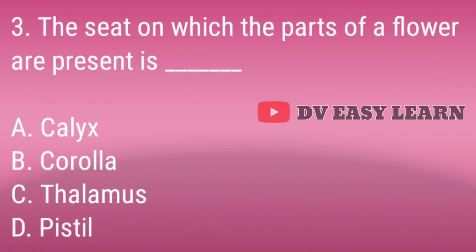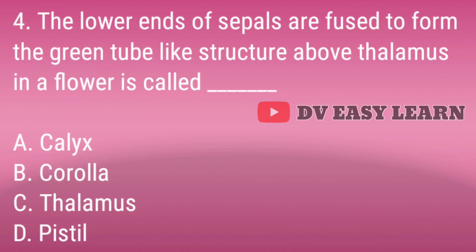Question number 3. The seat on which the parts of a flower are present is. Correct answer, thalamus. Question number 4. The lower ends of sepals are fused to form the green tube-like structure above thalamus in a flower is called. Correct answer, calyx.